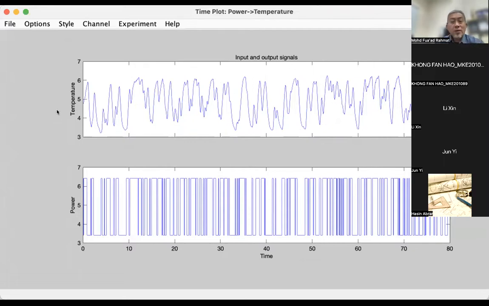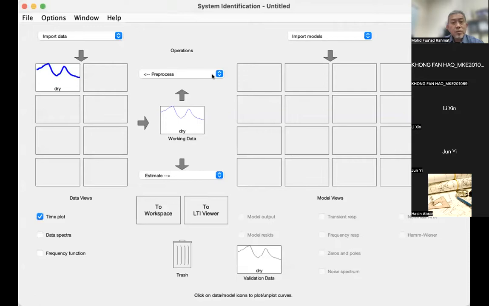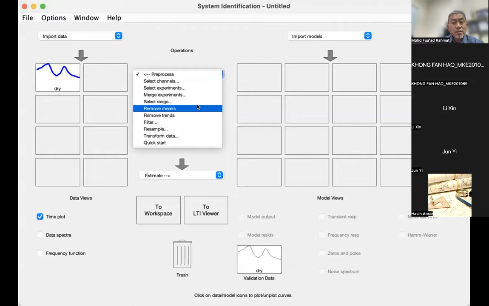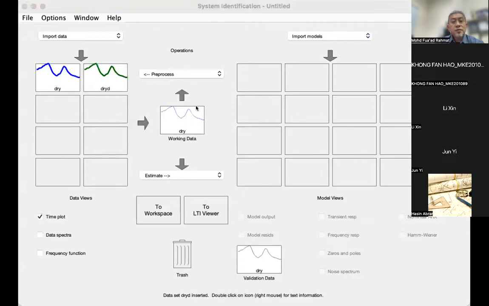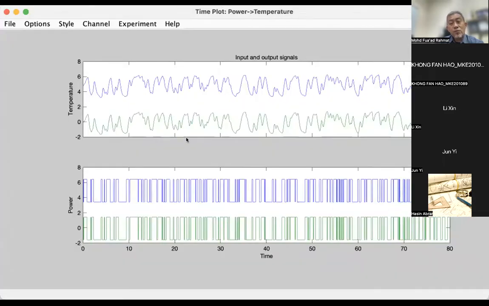As I told you before in chapter 5A, the data of the input and output does not start from zero at the reference line. So we have to do pre-processing of the data. Pre-processing means we come back to the System ID toolbox and do pre-processing by remove means. After we remove means, you can see two colors, one blue and one green. Blue is before pre-processing and green is after pre-processing. It is the same input and output data, but the green one has had the means removed, so it starts from zero.